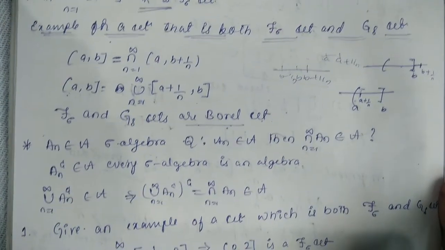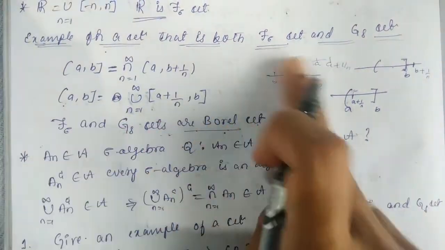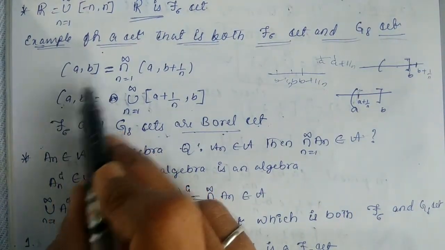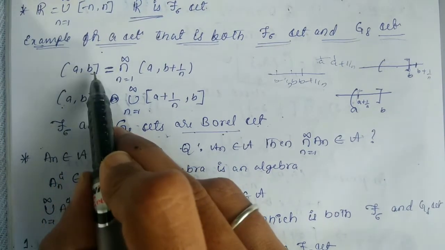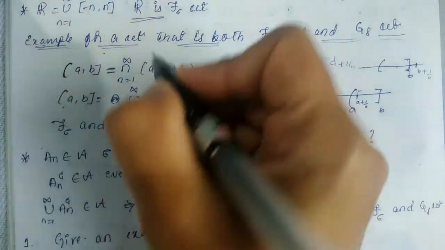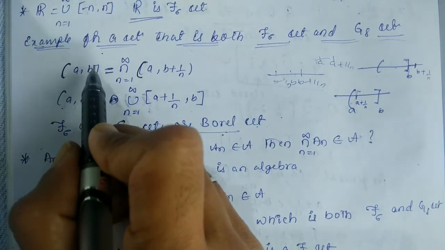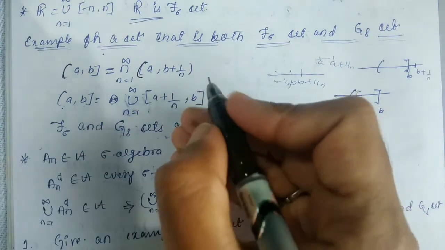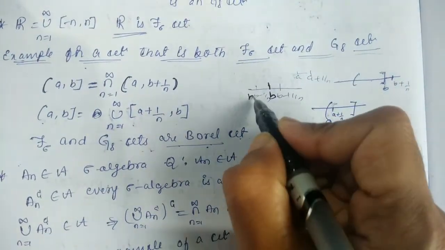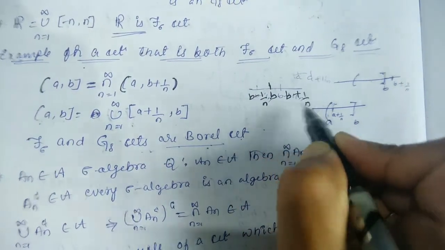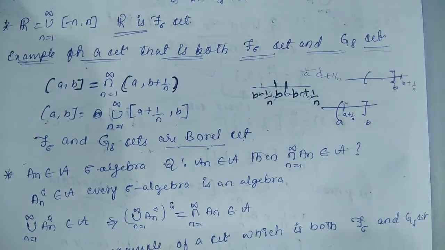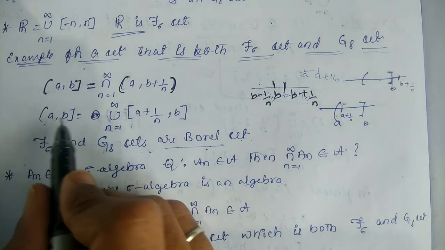Next, an example of a set that is both F sigma and G delta. Here is the example: the open-closed interval (a, b]. Why? This interval can be written as a countable intersection of open intervals. Here a is already open, so take that as it is. For b, to include b, take one step extra, that is b plus 1 by n. Here b is closed; for that, take b plus 1 by n, and take it as an open interval. Now for (a, b], open at a, closed at b.